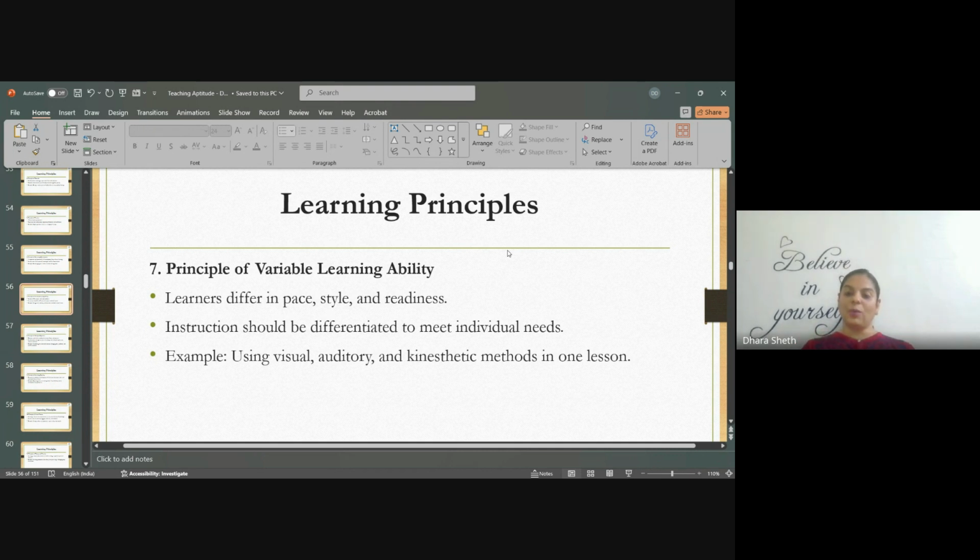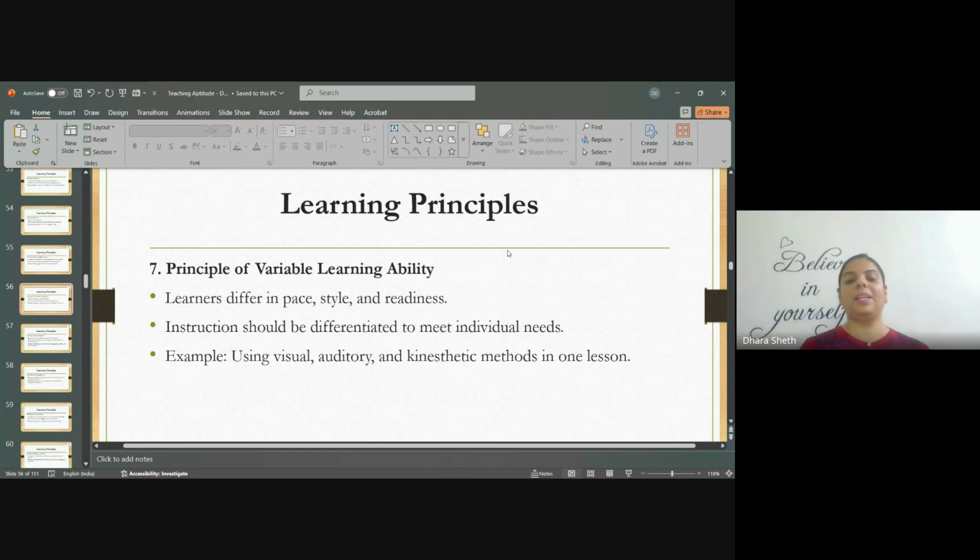Sometimes in multilingual classrooms, you teach only in English, and then there are students from vernacular medium who are not able to understand. And if you don't speak in English, then there are students from outside India who have no idea how Hindi is, or who are probably from non-Hindi speaking states who don't understand it. What do you do with that class? You have to devise a strategy that everyone's requirements are met using visual, auditory, and kinesthetic methods in one lesson.